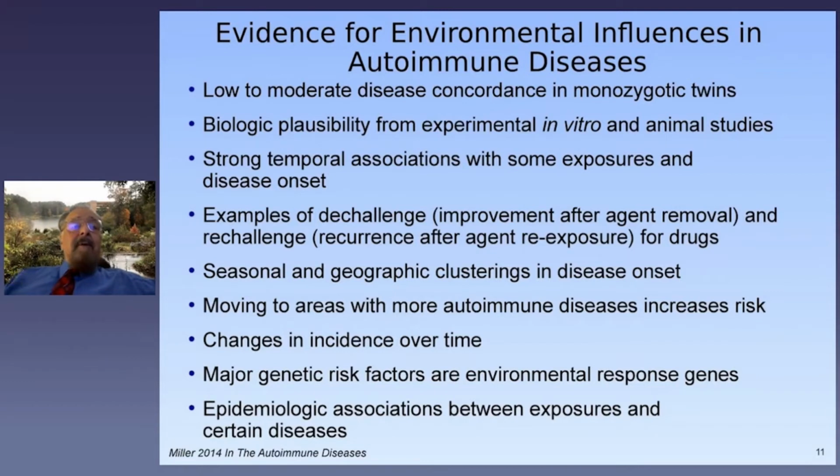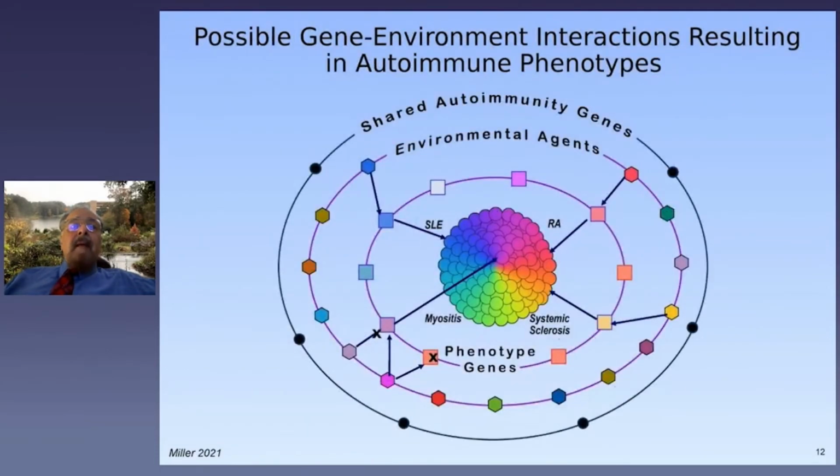These genetic risk factors are actually environmental response genes, and we have a lot of epidemiological data to also support these associations. So overall, we think it's the interactions of genes and environments that lead to these different autoimmune diseases, or the unique features called phenotypes, which are subsets of autoimmune diseases. And they do so by these interactions. And as we mentioned, there are some protective genes and environmental exposures too.